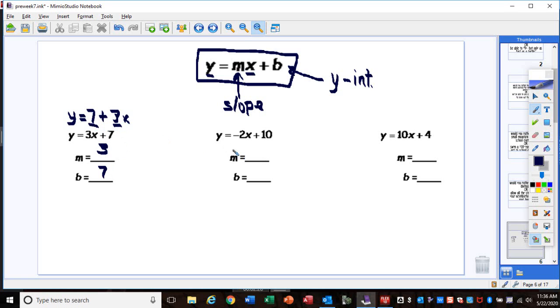Okay, this one here, your slope is -2. Watch your sign. Your slope is -2, and the b is 10. Here, your slope is 10, and the b is 4.